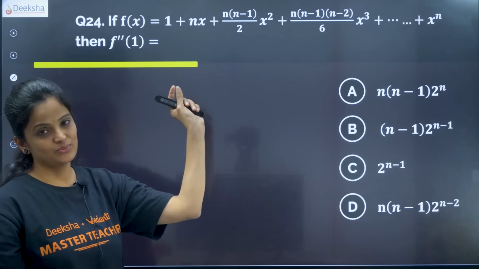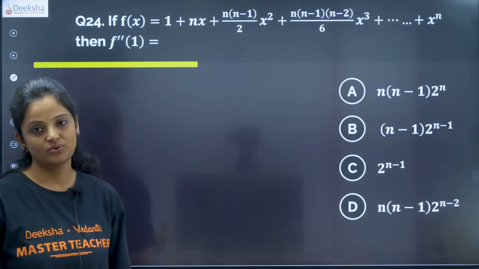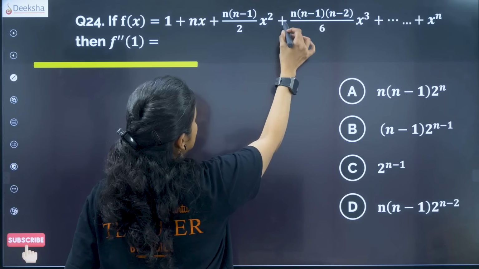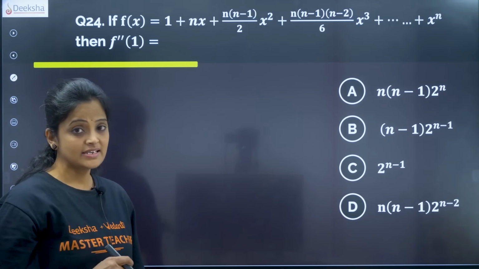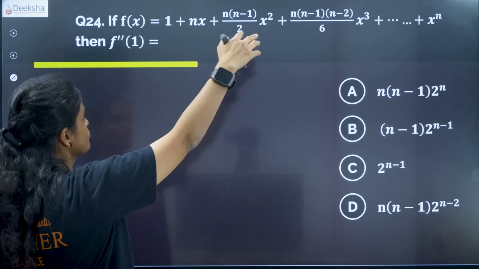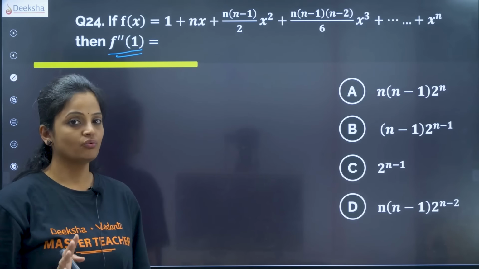F of x is equal to 1 plus nx plus n into n minus 1 by 2 into x square plus n into n minus 1 into n minus 2 divided by 6 into x cube, and so on and so on. And what we need is f double dash of 1.